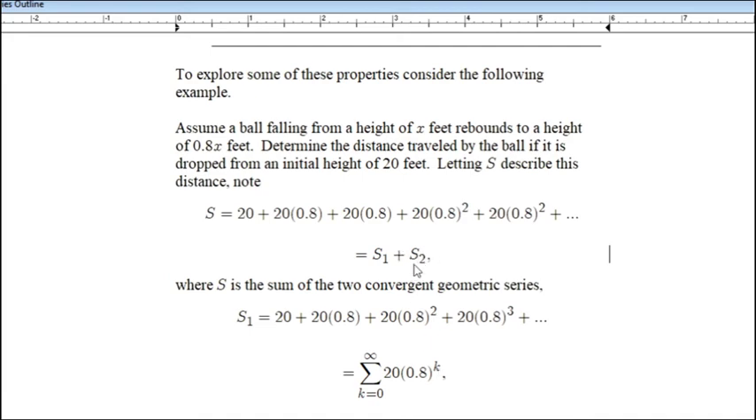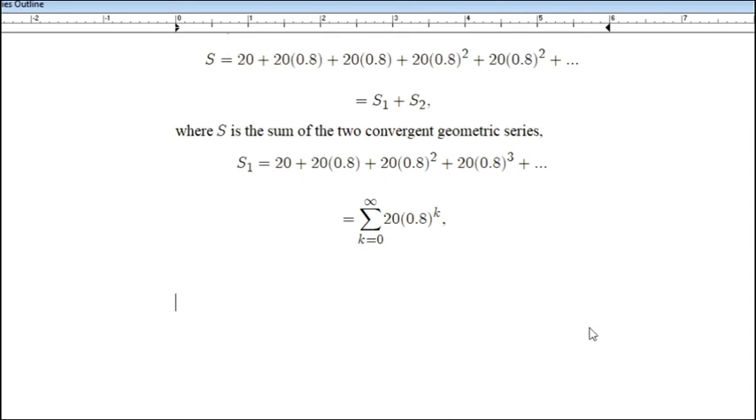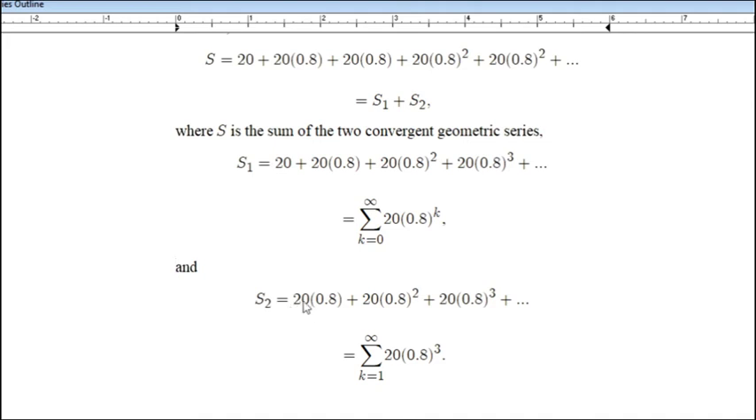Whereas the second value, S sub 2, found in this calculation for S, is also a geometric series. It is the corresponding geometric series given by 20 times 0.8 plus 20 times 0.8 squared plus 20 times 0.8 cubed. It is this term in the series plus this term in the series plus the 20 times 0.8 to the third power in the series and so forth. Right? It is this corresponding geometric series. I should correct that. That should be a power of k up there, not 3. But it is this corresponding geometric series here.